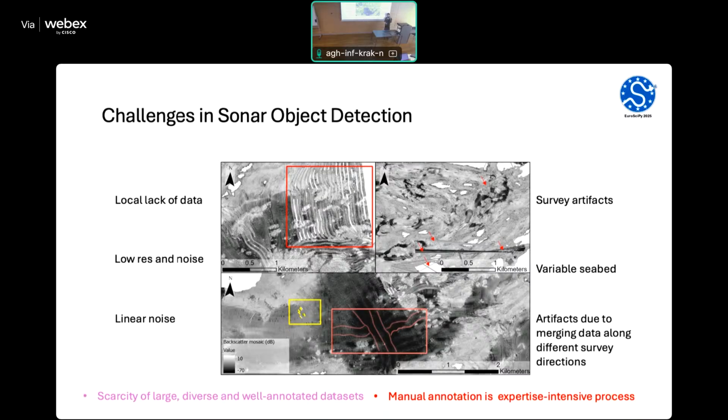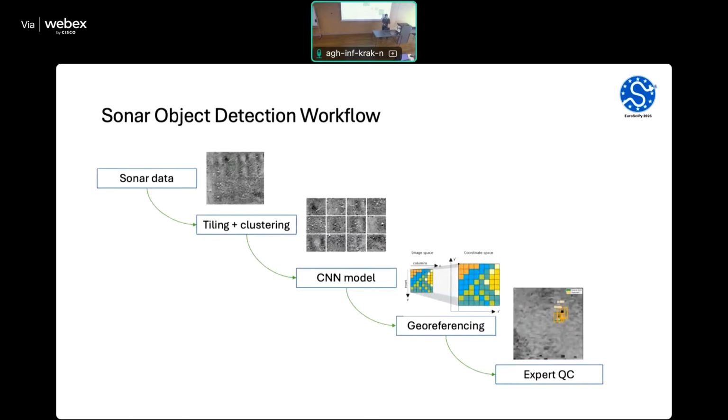So there are two key points which are important for deploying a machine learning model on this kind of data. First, scarcity of large, diverse and well-annotated data sets. You cannot predict geology, geomorphology. And the second one is that manual annotation is an expertise-intensive process. So how do we overcome this problem? We use AI to work on it.